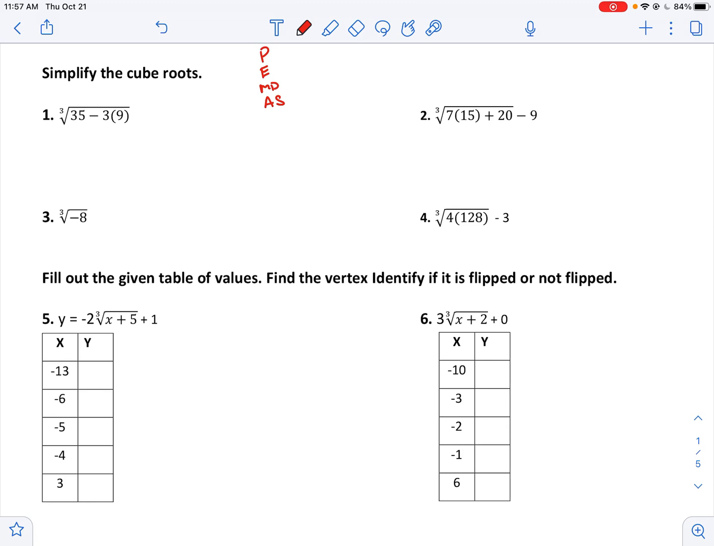Today we're going to talk about how to simplify radicals. So we need to treat everything inside the radicals as if it were in parentheses. We're always going to do the stuff inside the radicals first. Once that's done, we are going to take the cube root, and then we can simplify everything after that.